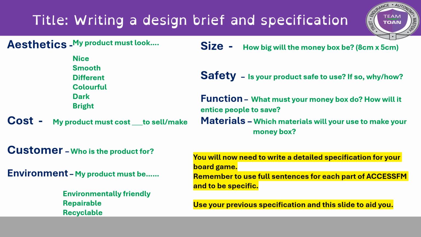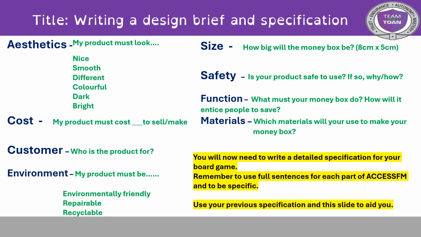Okay, we are now going to write our own specification for the money box that you are going to be making. So here I've got a few top tips. I highly suggest that you pause this video and look at all the top tips I've given you here. So specification falls under ACCESS FM. Now ACCESS FM stands for aesthetics, cost, customer, environment, size, safety, function, and materials. You will now need to write a detailed specification for your money box. Apologies, it says board game there. Remember to use full sentences for each part of ACCESS FM and to be specific. Use your previous specification and this slide to aid you.